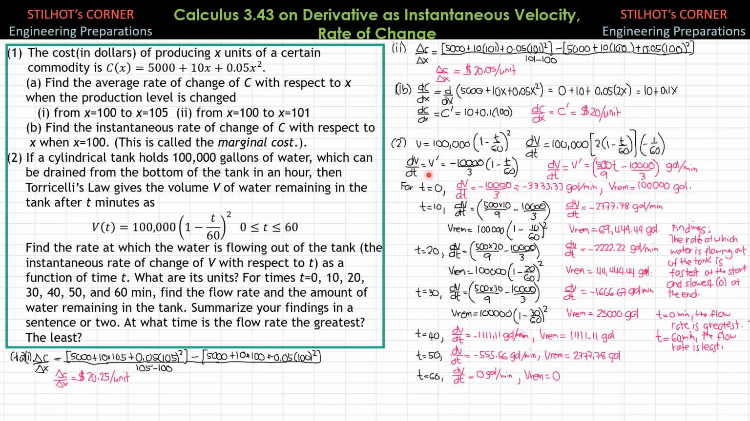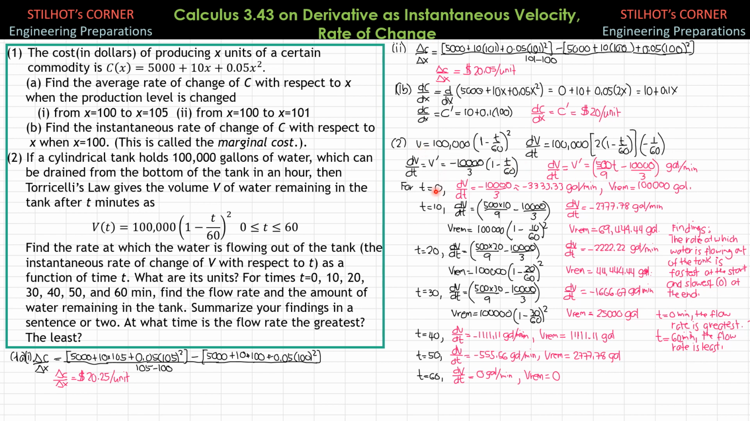Simplifying, dV/dt or V prime is negative 10,000 over 3 times quantity 1 minus t over 60. Distribute. So dV/dt, V prime, is 500t over 9 minus 10,000 over 3. And the units would be gallons per minute: volume in gallons, time in minutes. So that's the answer to part 1, part A.